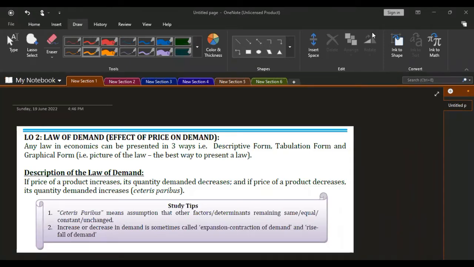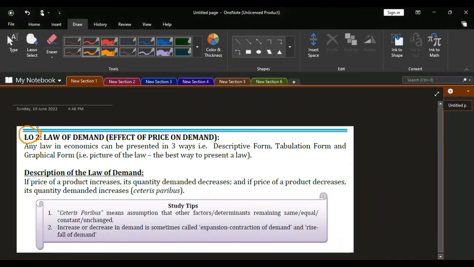Today we are present in our second class of chapter number 2 with the second learning objective, that is law of demand, means effect of price on demand.